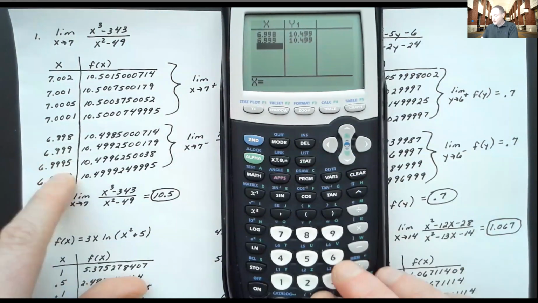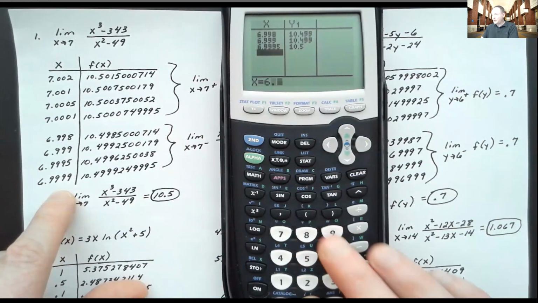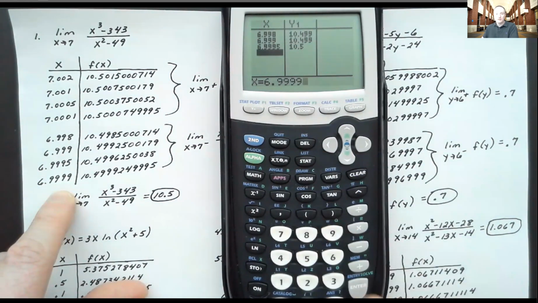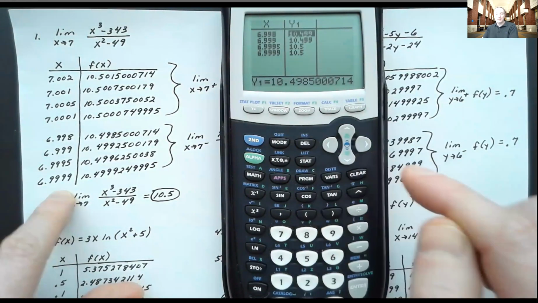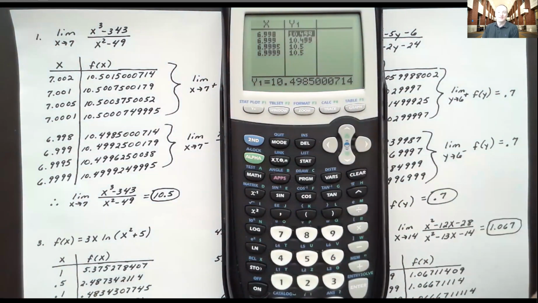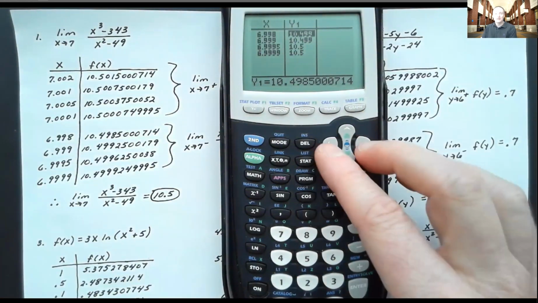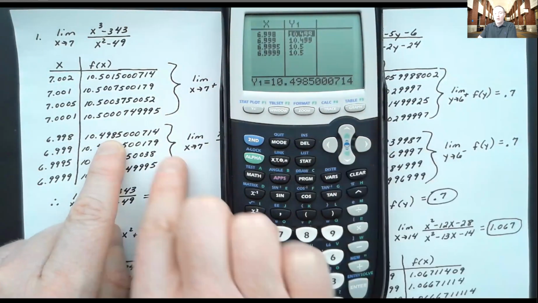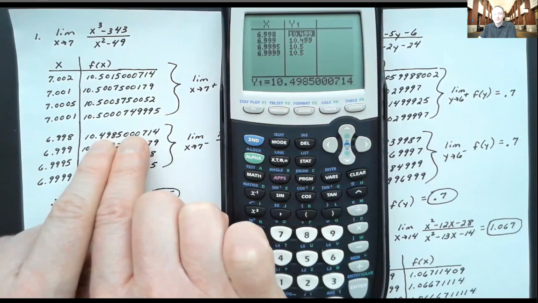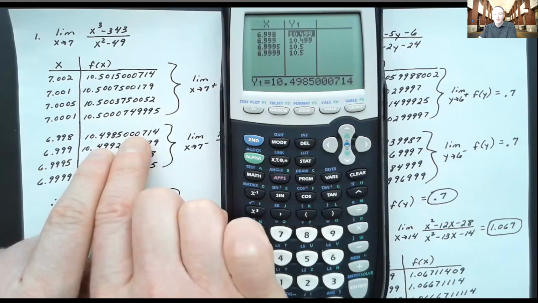6.999, 6.9995, and 6.9999. I apologize, guys, if you hear a dog barking in the background. My neighbor's dog is having a fit. When you look at this, please notice when you have 6.998, your y value is 10.4985. So what we're expecting to see is as this x value gets closer to 7, this y value is going to get closer to 10.5.